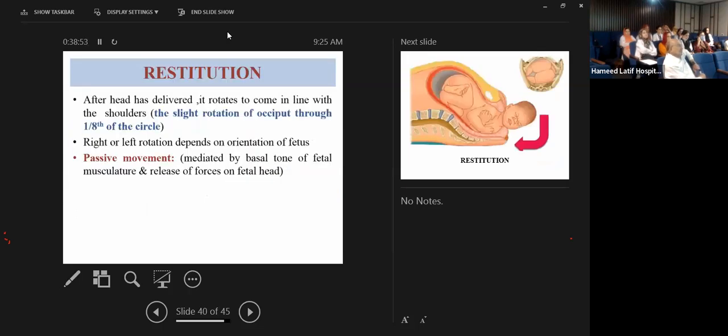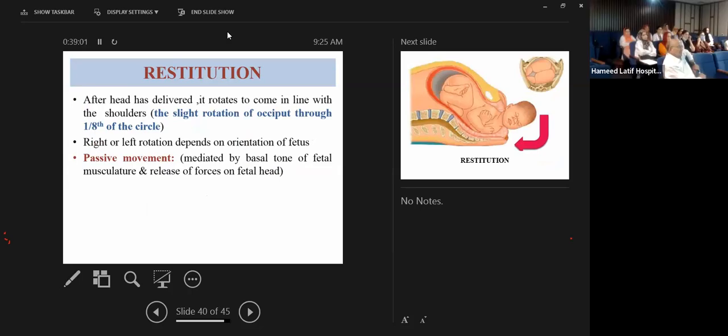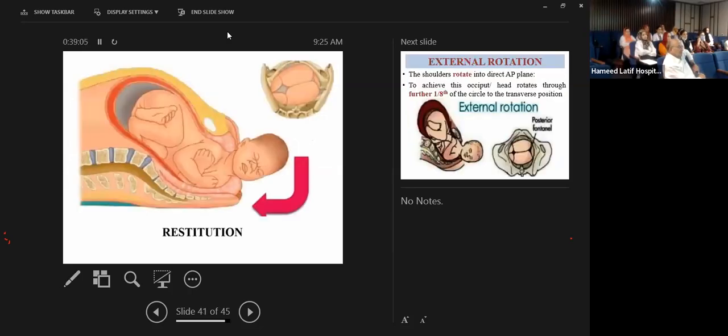Now, restitution. After the head is delivered, it rotates to come in line with the shoulders. It is a slight rotation of the occiput through only 1/8 of the circle. It is a passive movement. This is restitution.